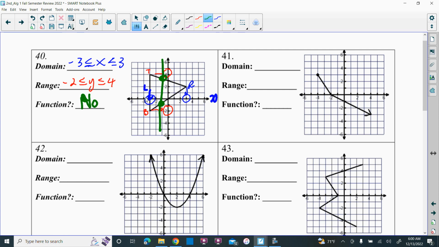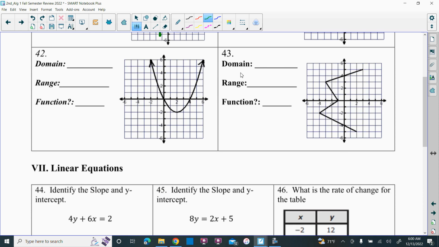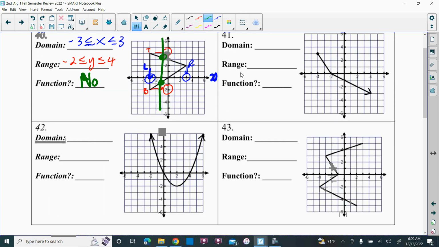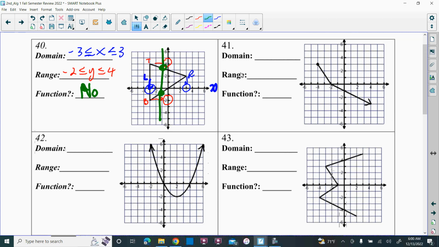Now, something with arrows. So I'm just going to talk about number 41 real quick, and then let you practice. I'll probably stop the video after this and do the next step, because the next step's all linear equations. They kind of all go together.